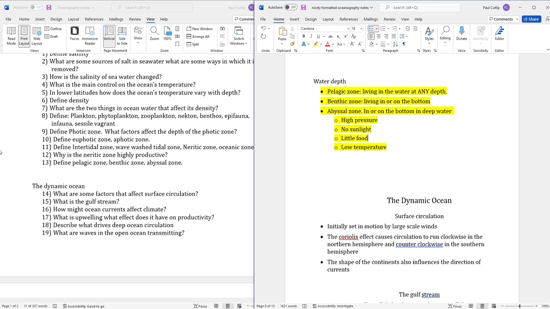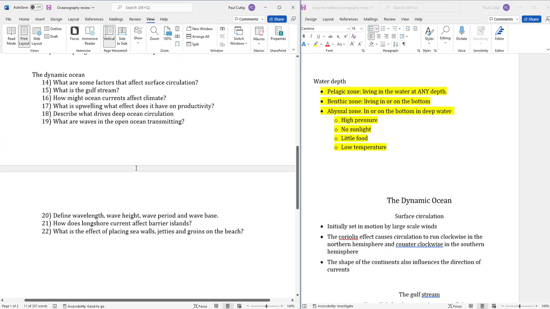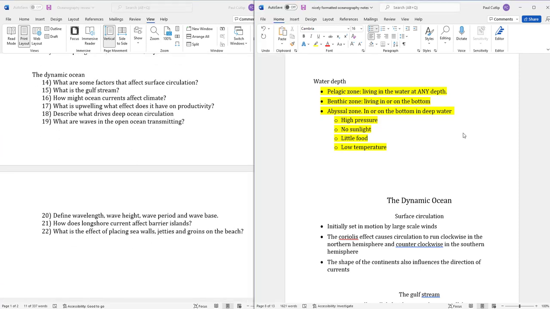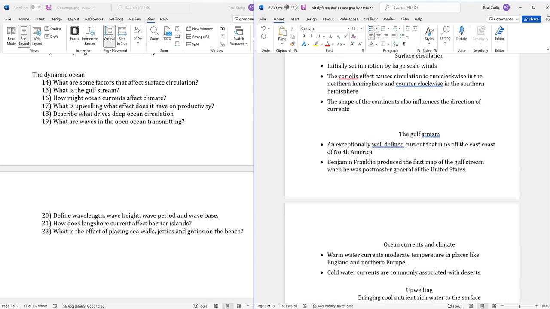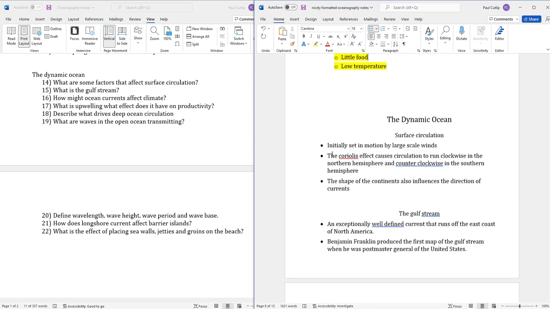Okay, so there's the second chapter. Let's go on to the third, where I do not restart the numbering, so yay me. Dynamic ocean, moving some water around. Okay, what are some factors that affect surface circulation? Here they are right here, right?